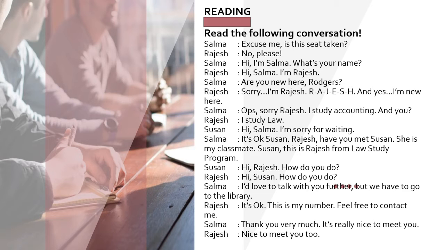Rajesh is sitting on a bench and Salma is waiting for her friend. Because they are together at the same place and they don't know each other, Salma starts the conversation by saying, "Excuse me, is this seat taken?" This is a common expression that is usually used by people to start a conversation by asking a question or asking permission.